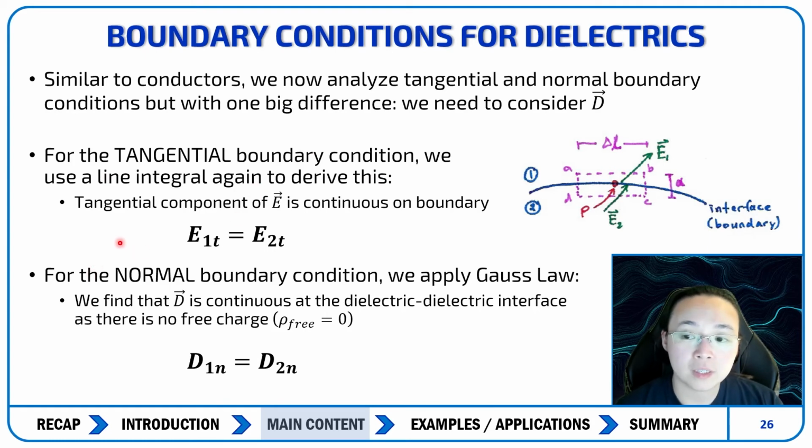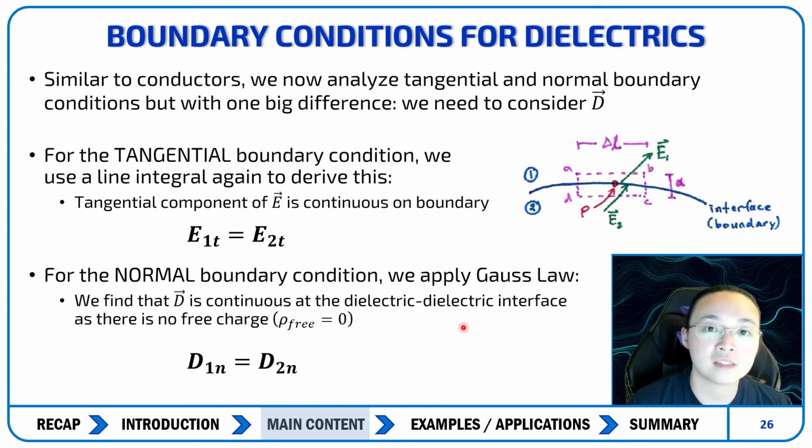For the normal boundary condition, we're going to use Gauss' law again and try and create that pillbox through the surface of the dielectric. What we'll find is that the normal of the displacement vector is going to be continuous at the dielectric-dielectric interface, because at this interface, there is no free charge. So this is important to know, and this leads to the fact that the normal component on one side of the dielectric will be equal to the normal component on the other side of the dielectric.